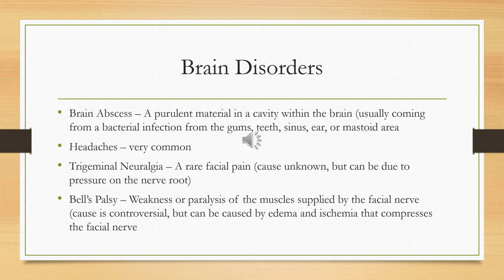These are just some other brain disorders that your book discusses: brain abscesses and headaches, trigeminal neuralgia. Trigeminal neuralgia is when the trigeminal nerve is affected, so cranial nerve 5, which causes some type of facial pain. The cause of that is not really known. And then Bell's palsy, we discussed this previously. This is when the facial nerve is affected, and then you have some type of weakness or paralysis in the face, and it might look like the person is actually having a stroke. So that's cranial nerve 7 affected with that one.